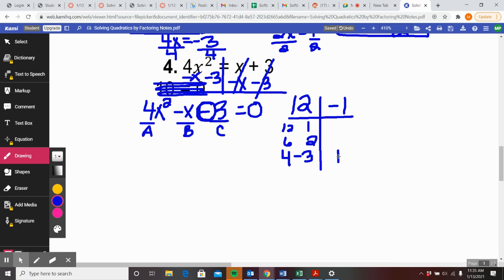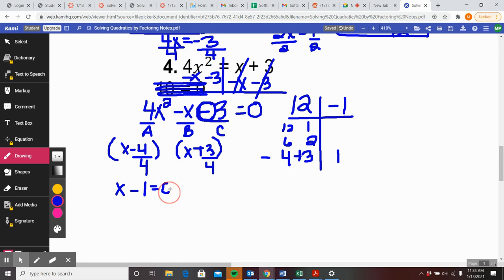So since that 1 is negative, what do I need to do to the signs? You got to flip them, right? It's -4 plus 3. Okay, so now I do x minus 4, and then x plus 3. Divide each one by a, because a is greater than 1. So you got to do the kickback. 4 divided by 4 gives you 1. 3 divided by 4, does that reduce? No, it doesn't, okay? So what do we do to that 4? It kicks to the front.